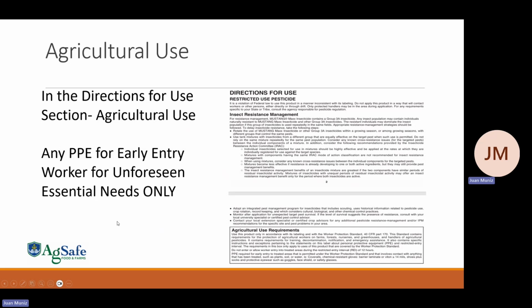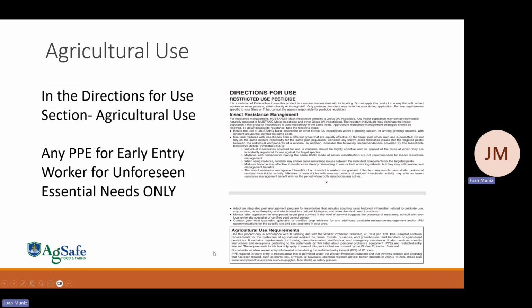Now, I mentioned there was one other person or one other user that we may need to look for personal protective equipment, and that is found in the directions for use section. If you look further in the label, after precautionary statements, you will see directions for use. And within that section, you will see a section that is usually marked agricultural use requirements. So in those directions, you will find any PPE for early entry workers. These workers would enter that area post application for unforeseen and essential needs only.